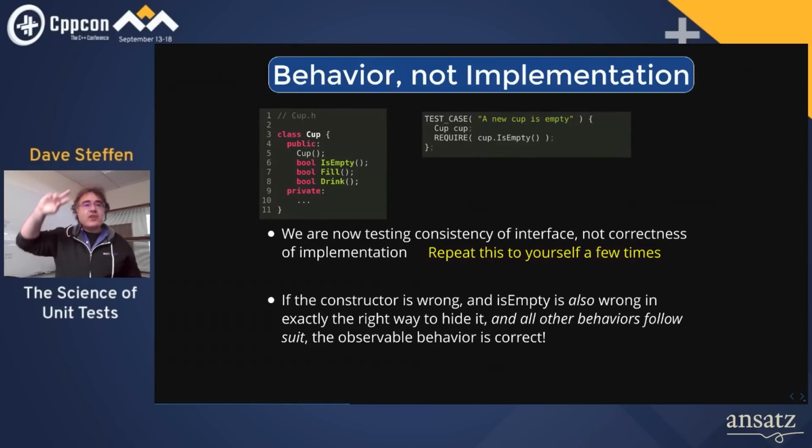So look, if the constructor is wrong, because it gets the logic backwards, it gets the sense of the internal Boolean backwards, right? Makes a full cup. But is empty is also wrong and flips the logic. And fill flips the logic, and drink flips the logic, and every other member function flips the logic in such a way that from the outside, it actually looks like it does what it's supposed to do. It's correct, right? I mean, even if internally, it's just a flaming pile of bugs, and it's incomprehensible and whatever, you have to declare it correct. Like, on what basis are you going to say it's wrong?